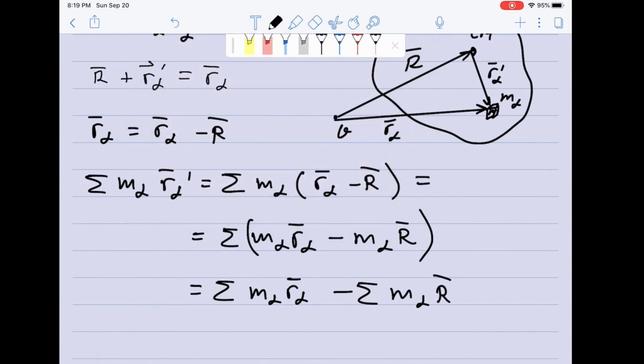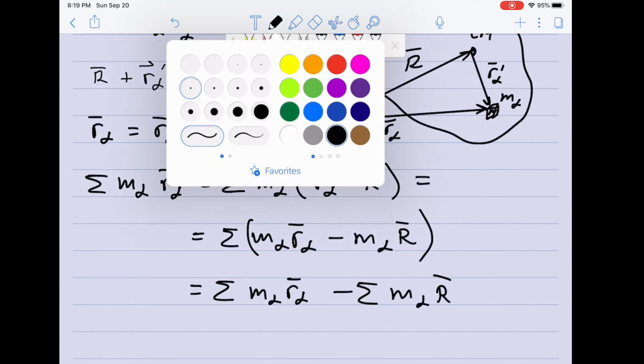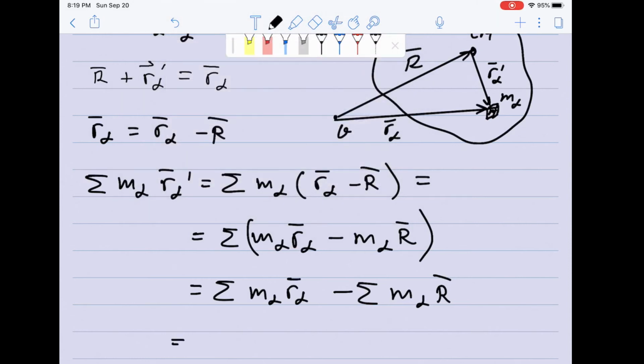Now let's look at this a bit closer. Under this sum, everything is dependent on alpha. We're summing over mass elements, and also over the position vectors of each mass element, so nothing can be taken out of the summation sign. But in this term, the R is independent of the summation variable, so it can be taken out. And that's what we're going to do.